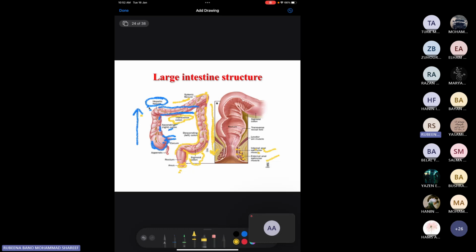This internal anal sphincter is made up of smooth muscle, and it is involuntary. You do not have any control over this sphincter. But yes, you have control over the external anal sphincter, because it is made up of skeletal muscle. You have got the control.